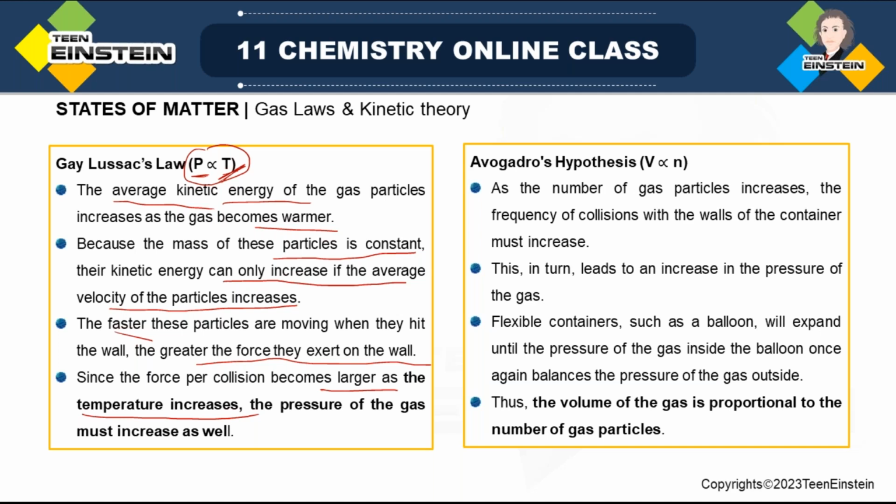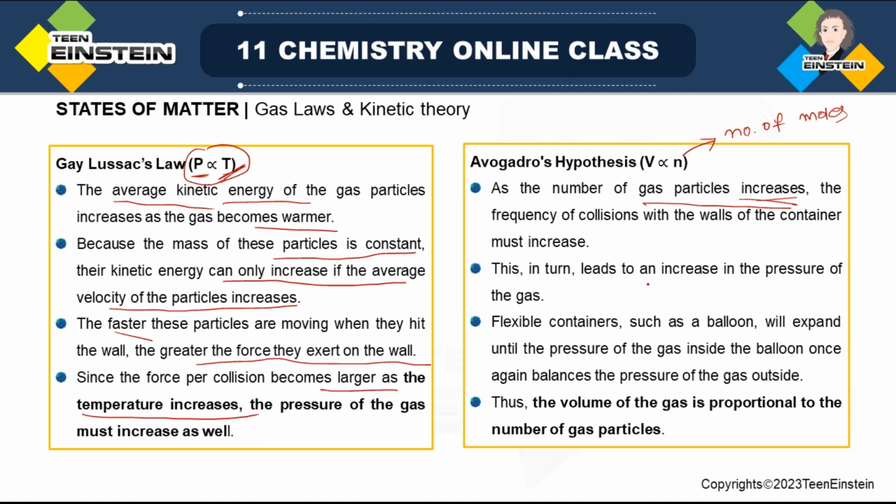Next is V related to number of moles. Volume is directly related to the number of moles. That is actually Avogadro's hypothesis, but we will now explain it on the basis of kinetic theory. As the number of gas particles increases, you can also say the number of moles increases. It is the same thing because per mole there is a fixed number of molecules, which is Avogadro number. Whether you say gas particles increasing or number of moles increasing, it is the same thing.